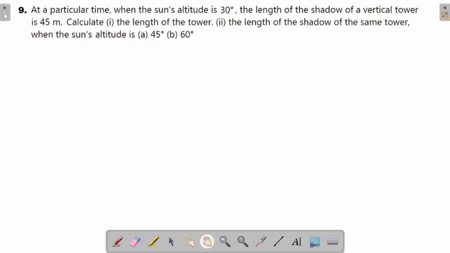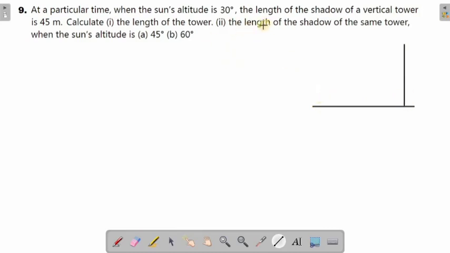So today we'll begin with question number 9, which says, at a particular time when the sun's altitude is 30 degrees, the length of the shadow of a vertical tower is 45 meters. So let me draw the diagram at the same time. Let me first draw a ground, and on the ground there's a vertical tower. So this represents a tower for you.